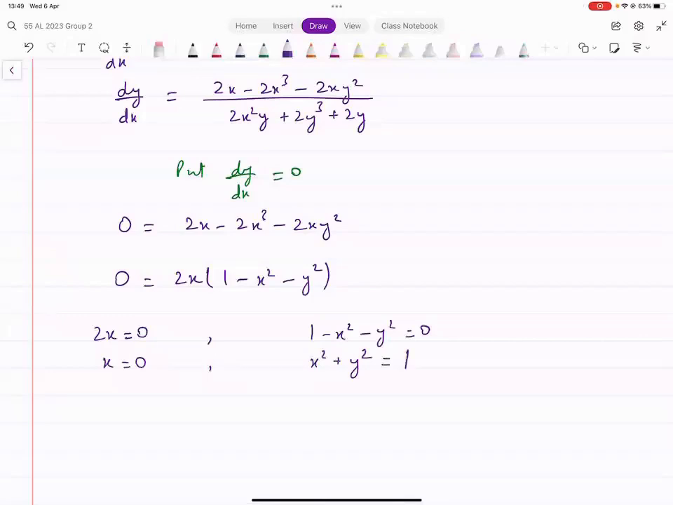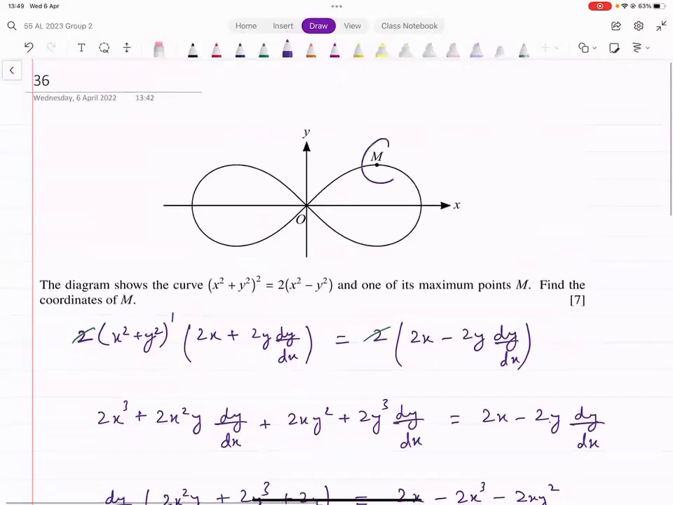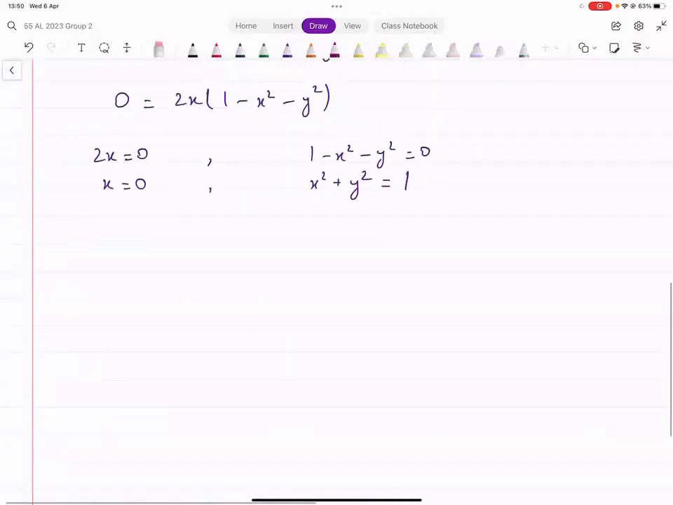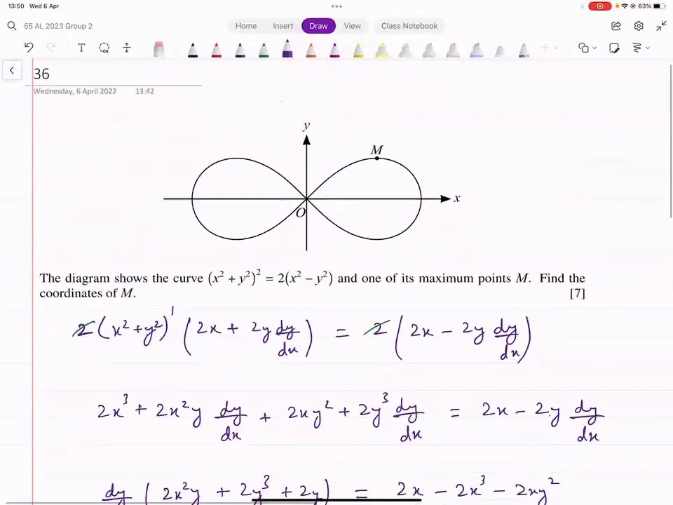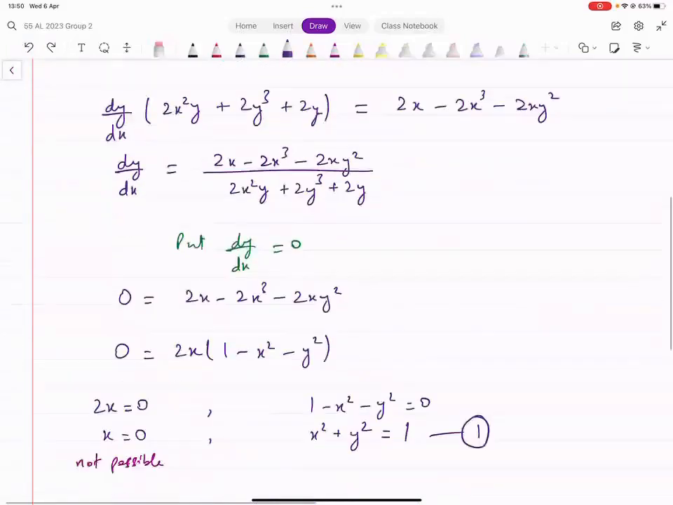Now, what were we looking for? We were looking for the coordinates of the point M. Can x be 0? X 0 नहीं हो सकता, right? It's something positive. So we ignore this possibility. ये इसको ignore कर देते हैं. This is not possible. Now you've got one equation here, and another equation is this original curve. Curve को भी satisfy करता है वो point M. इन दोनों को simultaneously solve कर लेंगे.